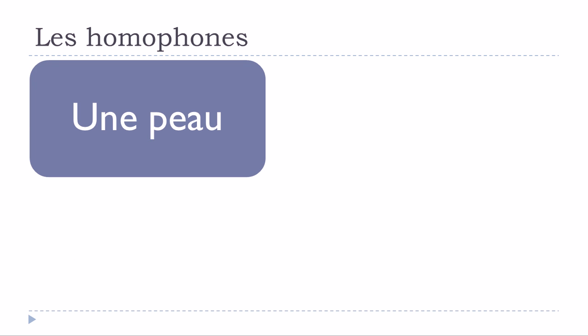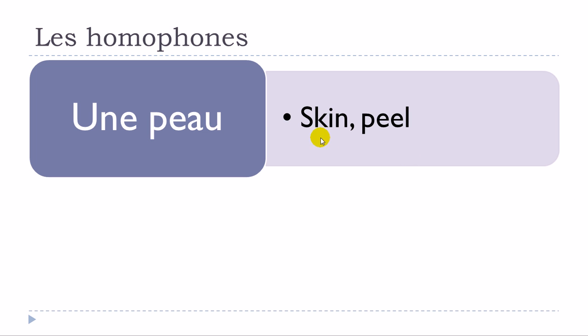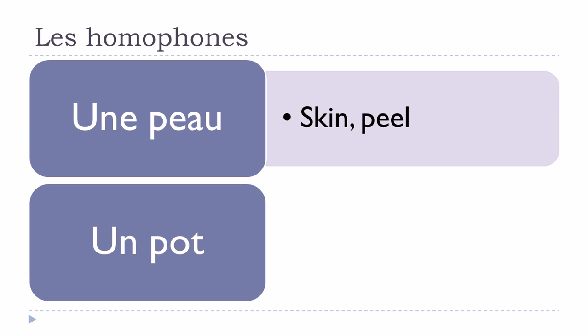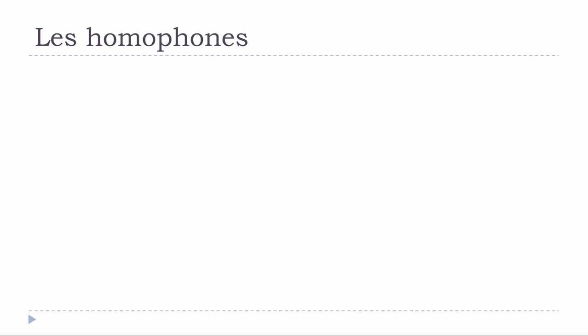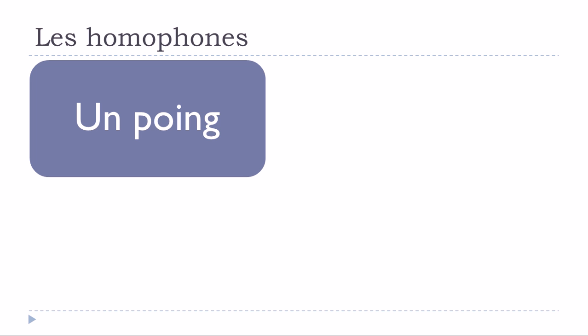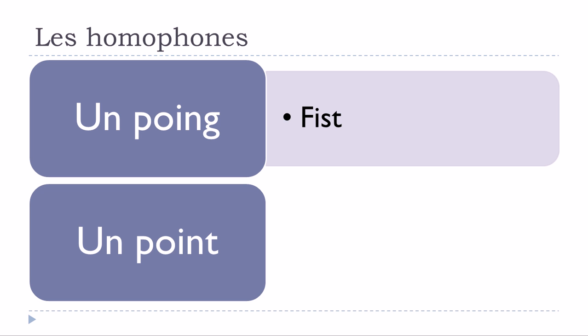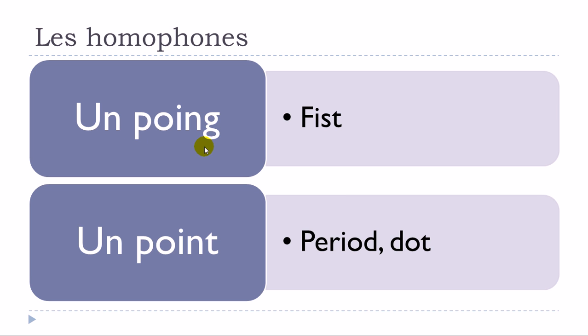Une peau. And here you have the meaning in English. Une peau. Un pot. Okay, so une peau, un pot. Un point. All right, so you can see that here the only difference is the final letter, okay, but then they are pronounced the same way and both of them are masculine. Un point, un point.